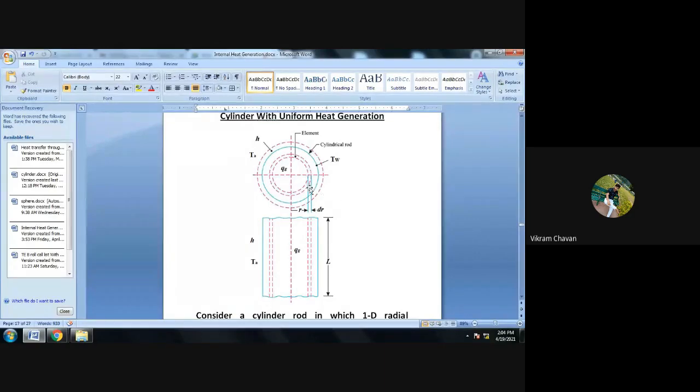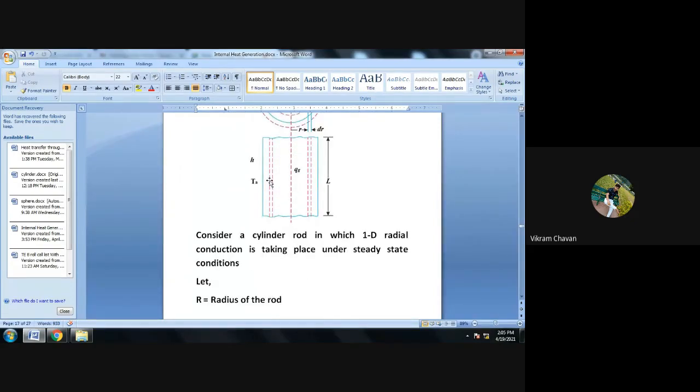Now here the heat is transferring radially. Radially means from the center of that particular rod towards its surface, heat is transferring. In that case, we can say that it is a radial heat transfer. So we are going to consider a cylinder rod in which one dimensional radial conduction is taking place and under steady state conduction.